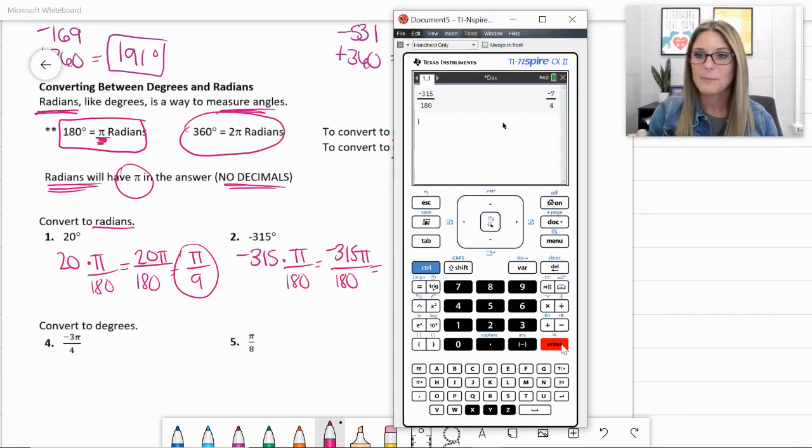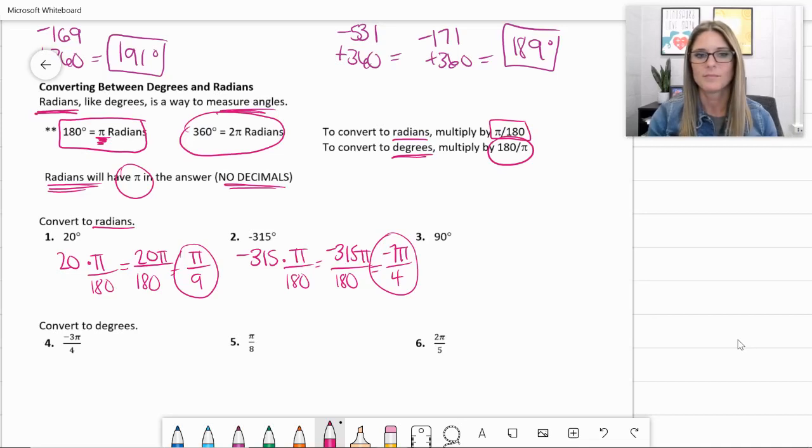So I brought up your Inspire calculator. Guys, our Inspires default to fractions. So if you just put in negative 315 over 180, that's the pieces that we're trying to simplify and reduce here. It's going to simplify to negative 7 pi over 4. So I was just reducing our numerical pieces there. So negative 7 pi over 4 radians is equal to negative 315 degrees.